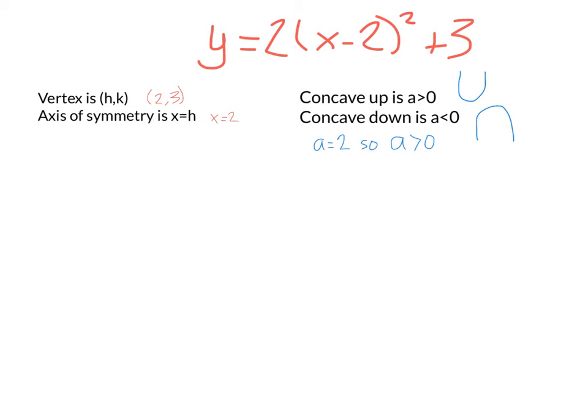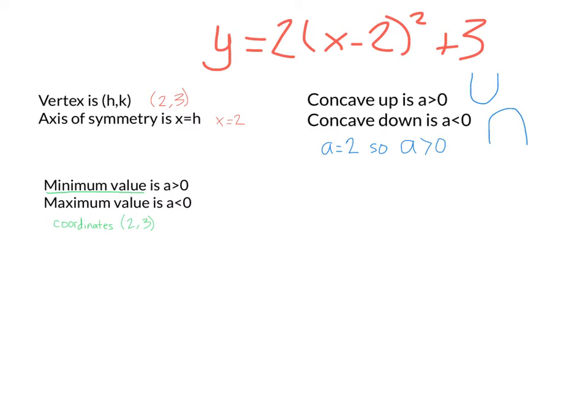Now we need to find the concavity. If a is greater than 0, it means it's going to concave up. And if a is less than 0, it means it's going to concave down. In this case, a equals 2, so a is greater than 0, which means that it is concave up.